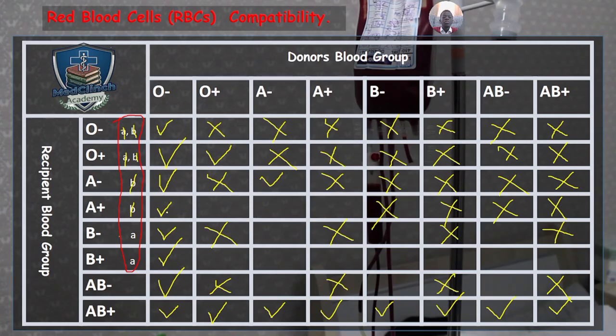So we know this recipient can receive O positive automatically. He can receive A negative. He or she can receive also A positive. So you have filled those slots. Yeah, I believe you're together. So it means the A positive recipient can receive O negative blood. He can receive O positive. He can receive A negative. He can receive A positive.